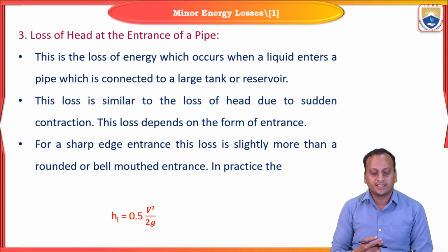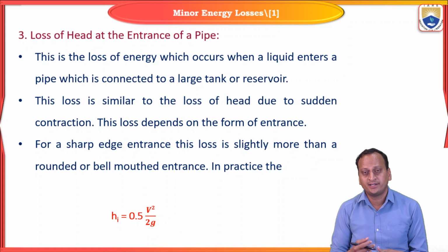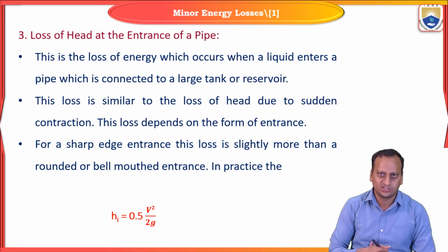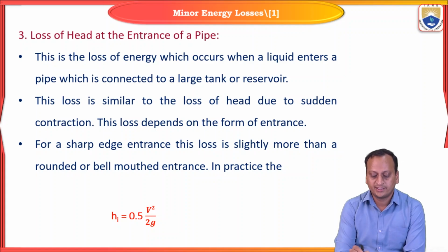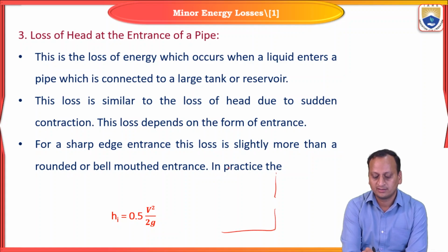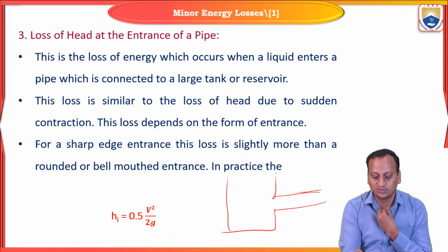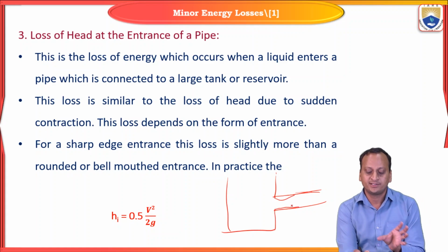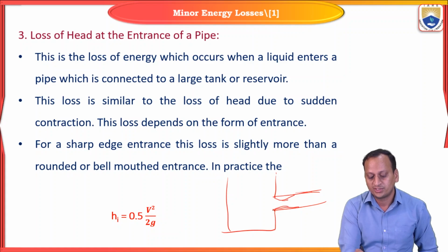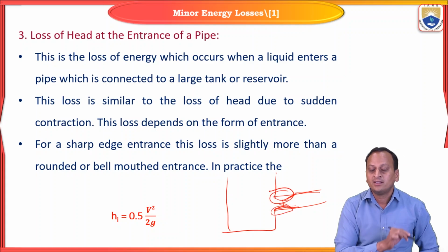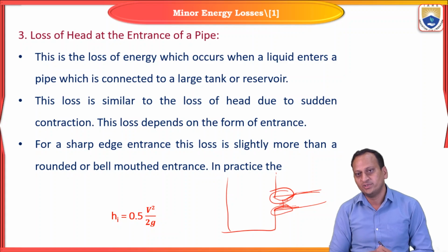And loss of head at the entrance of a pipe will take place. At the entrance of the pipe, suddenly flow separation will exist. So due to that, at the entrance, when there is a sump like this, whenever the tank through which the water is flowing, at the entrance the flow will be gradually decreasing. There will be a convergent portion, again there will be a diverging portion, so vena contracta will exist. Flow separation will take place. Therefore, the loss of energy at the entrance always exists.